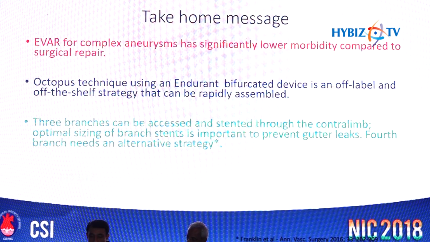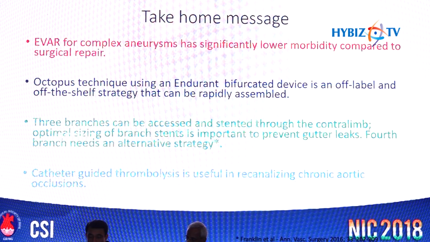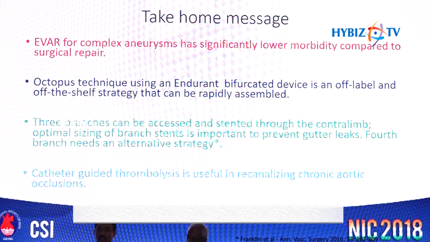Optimal sizing of the branches is important to prevent gutter leaks. And the 4th branch needs an alternative strategy, like we use the periscope stenting of the left renal artery. And catheter-guided thrombolysis is useful in recanalizing chronic aortic occlusions.